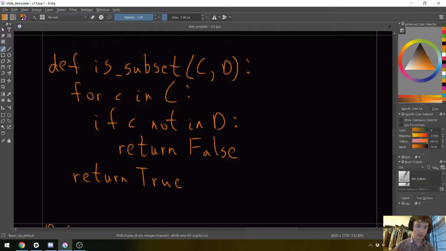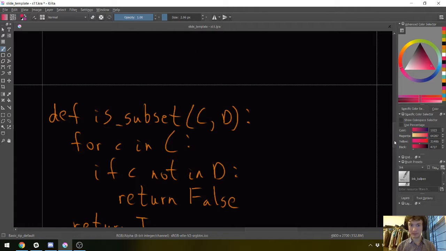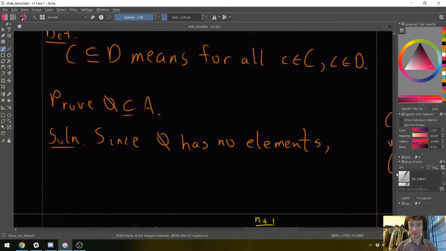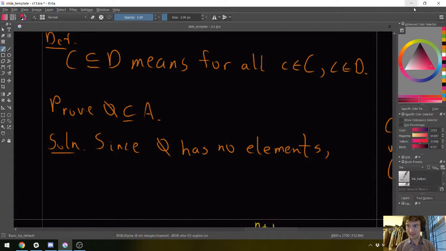So just looking at this Python program, what flow executes if C has no elements? What does the interpreter do as it reads this? And it skips over the for statement and returns true. So it is a subset. Yeah, good. So maybe it's not the way that we would phrase it in a proof, but that's what's going on under the hood. So, okay, since the empty set has no elements, it is automatically true. This is sometimes written as vacuously true.